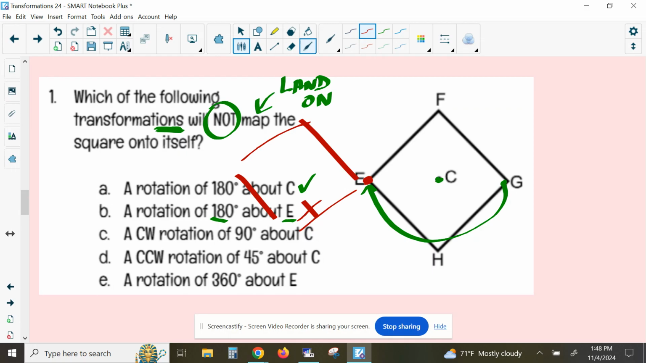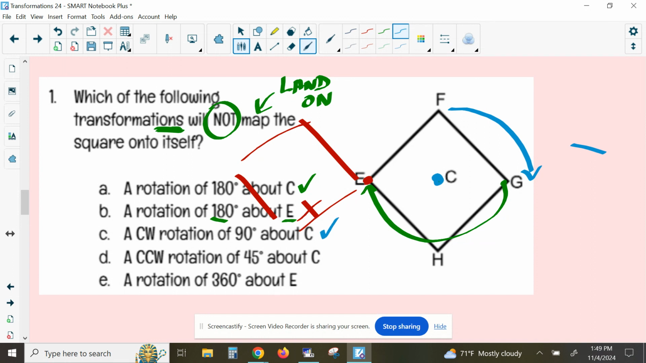The third one. Clockwise rotation of 90 about C. So how much is 90? A fourth of the way. Where's clockwise? So this top corner is going to go down to this side. So we're going to take this. We're holding it at C, right? So we're stabbing here. This is going to go 1/4 of the way. Correct? Do you think it's going to land on itself? Okay, let's check. Hold it here, 1/4 of the way. Bam, he lands right on himself. So that one does work.